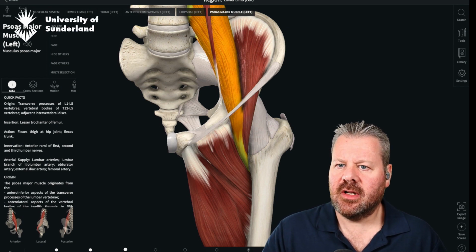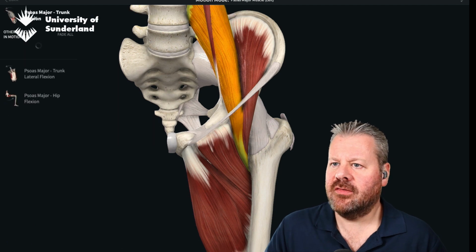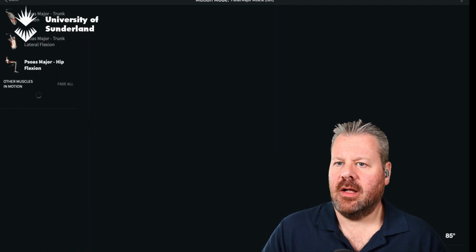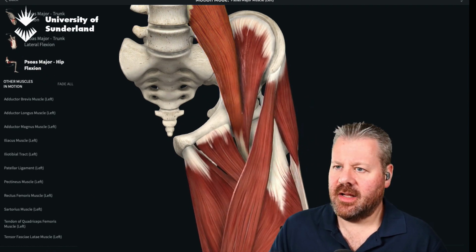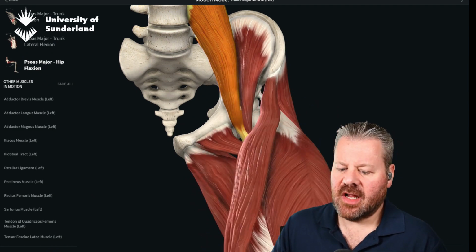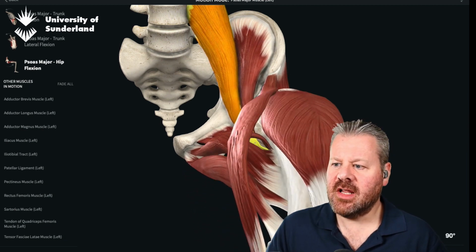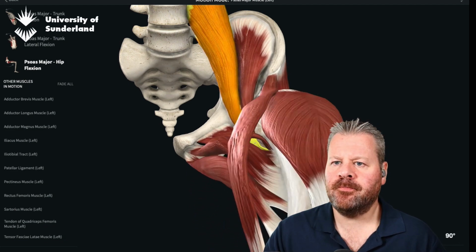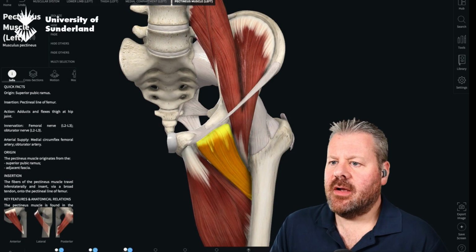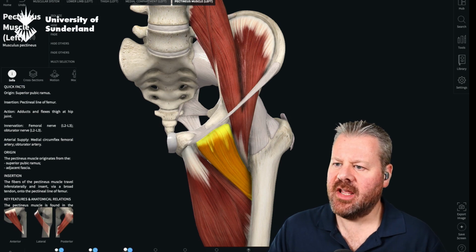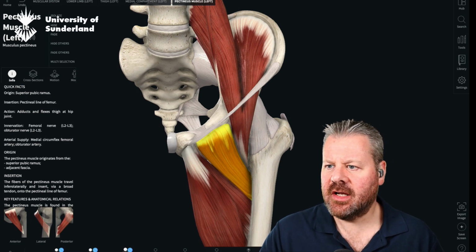Their actions together are trunk flexion and hip flexion. Now quite clearly it depends on your position. If you're standing and you lean forward, it's trunk flexion. If you're lying down or you're standing and you're raising your knee, then it'll be hip flexion. Deeper down is the pectineus muscle, which again is another hip flexor, and also a slight adductor of the hip when the hip is out to the side.